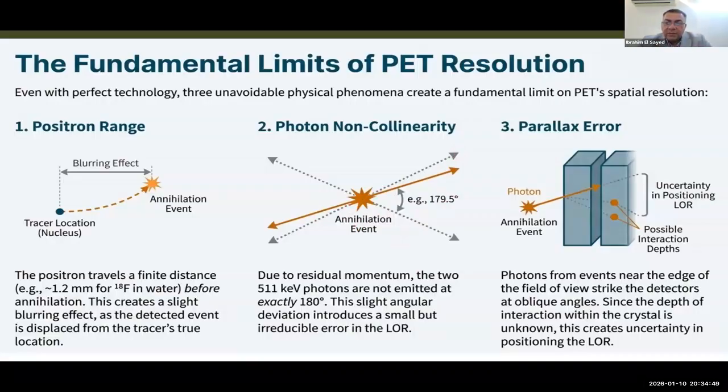The third constraint happens inside the crystal, which is called the parallax error, in which photons from events near the edge of the field of view strike the detectors at oblique angles. Since the depth of interaction within the crystal is unknown, this creates uncertainty in the exact positioning of the LOR. So it may be here or here. So we have a difference that can make some uncertainty in localization. These are the main limitations we can find in PET.